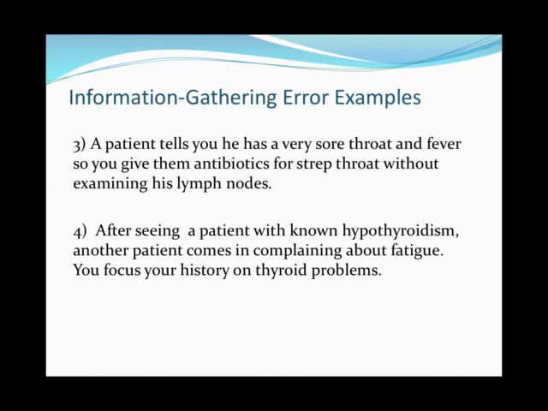Okay, a patient tells you he has a very sore throat and a fever, so you give him antibiotics for strep throat without examining his lymph nodes. You would never do this, right? Because we've talked about this in the clinical skills class. So what type of error might this lead to?